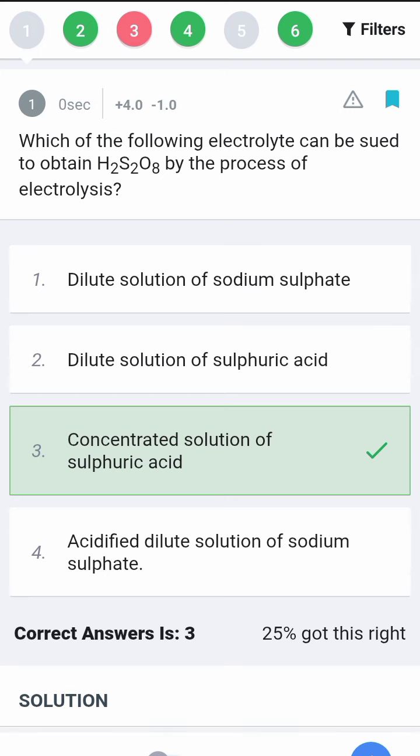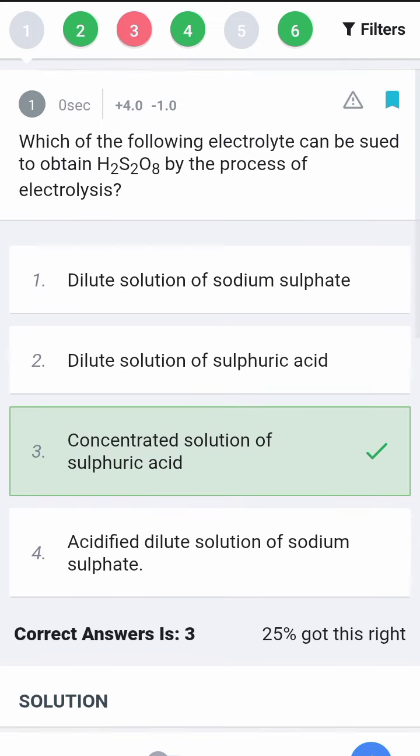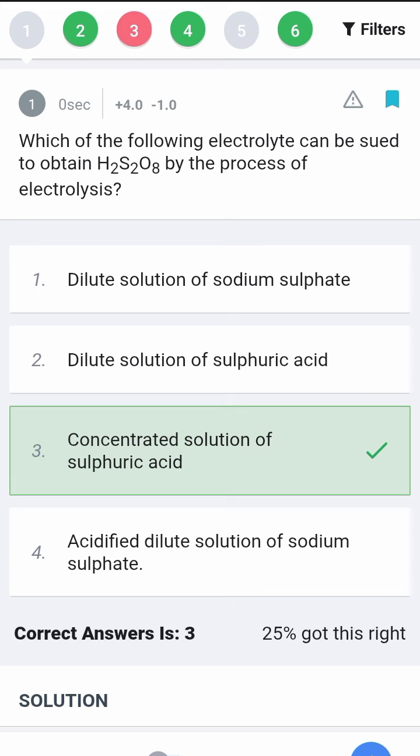Here's the first question, saying which of the following electrolytes can be used to obtain H2S2O8 by the process of electrolysis. The first option is a dilute solution of sodium sulfate, no. Dilute solution of sulfuric acid, no. Concentrated solution of sulfuric acid, yes, because concentrated sulfuric acid makes H2S2O8 by the process of electrolysis. So this is the correct answer.